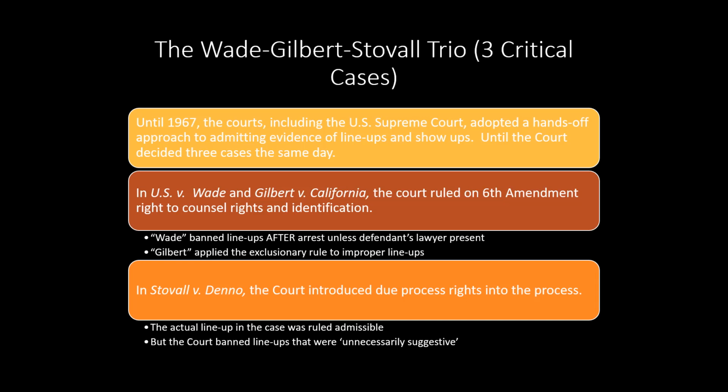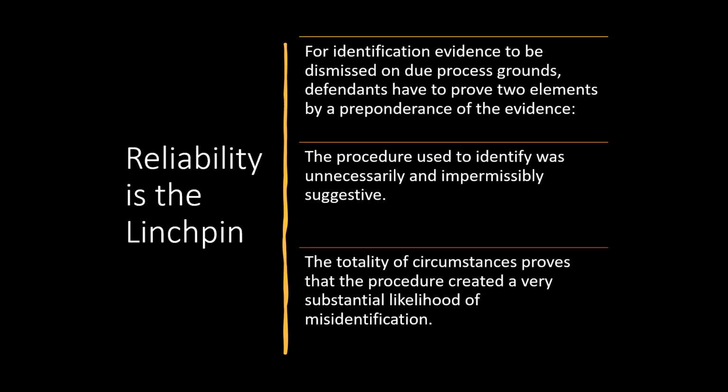So the real thing we're concerned about is reliability. For identification evidence to be dismissed on due process grounds, you have to prove two things. Remember, it's presumptively probably going to get in, but the defense can try to keep it out by saying it was unnecessarily suggestive. And that's the difference with the Stovall case.